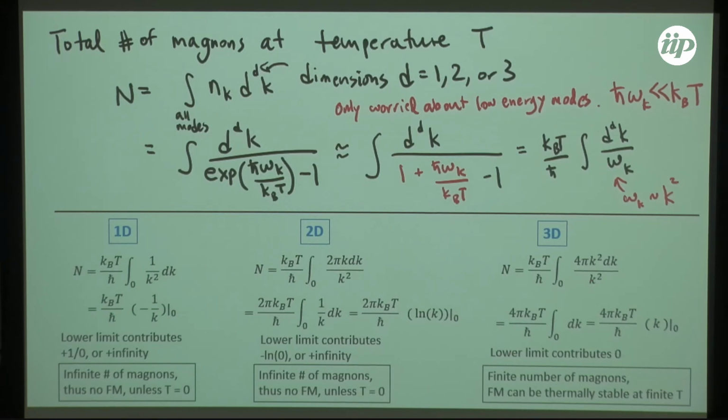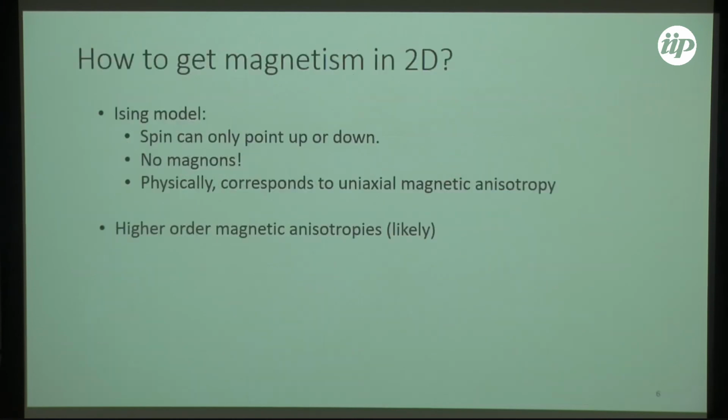And 2 dimensions, it's not good. And then 1 dimension is very bad. Okay, so this is the essence of the Mermin-Wagner theorem. Now, but you do have magnetism in 2 dimensions, so there's a way around this theorem, right? And the way around it, okay, so one's the statement.